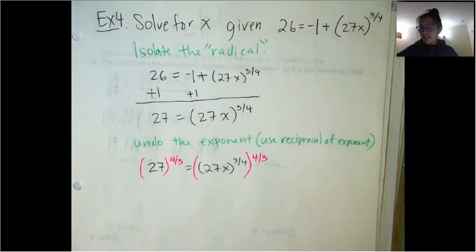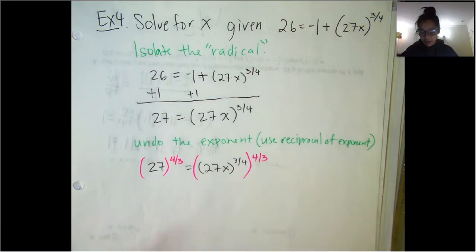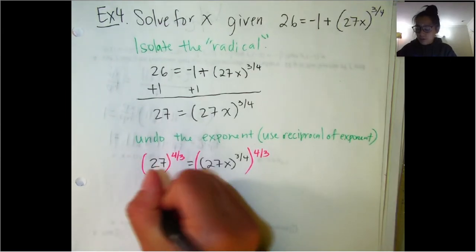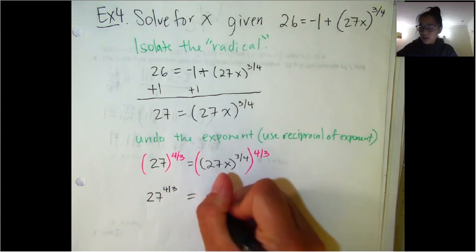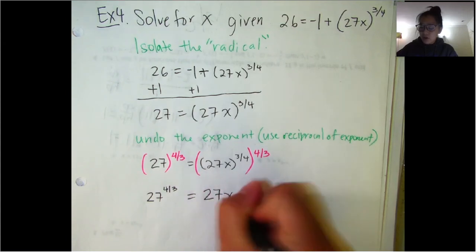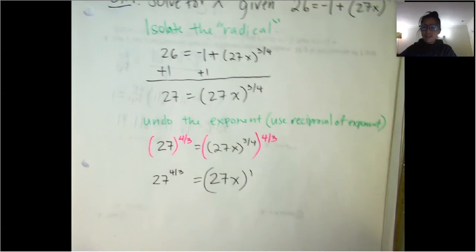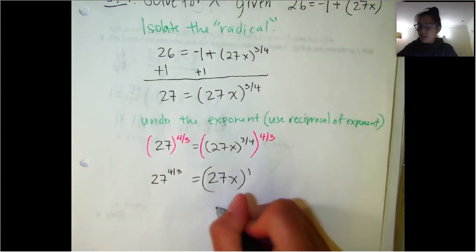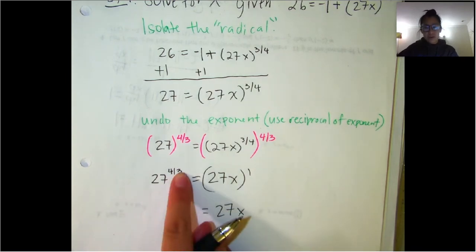Would you agree that that gets you a power of 1, an exponent of 1 right here? Well, I hope you agree. Ultimately, you have 27 to the 4/3 equals, and then you have 27x all to the 1 power. Well, 27x to the 1 power, that's just 27x. Now the question is, how do I simplify 27 to the 4/3?